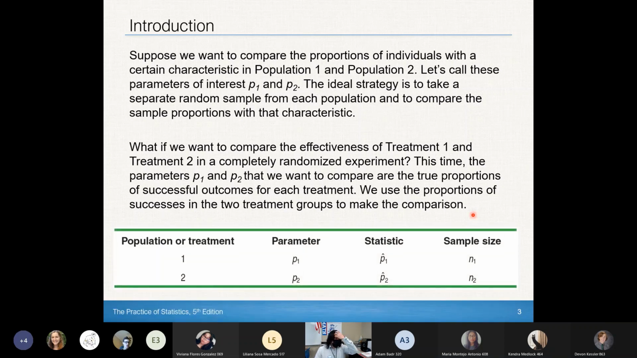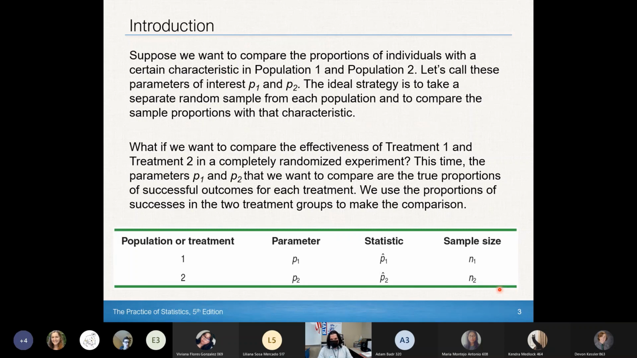And we have some new notation here. So if we have population or treatment 1, the parameter will be p subscript 1, the statistic will be p hat subscript 1, and the sample size is n1. Similarly, for population or treatment 2, we get p sub 2, p hat sub 2, n sub 2. The key thing is that you need to identify which variable and value goes with which population or treatment.